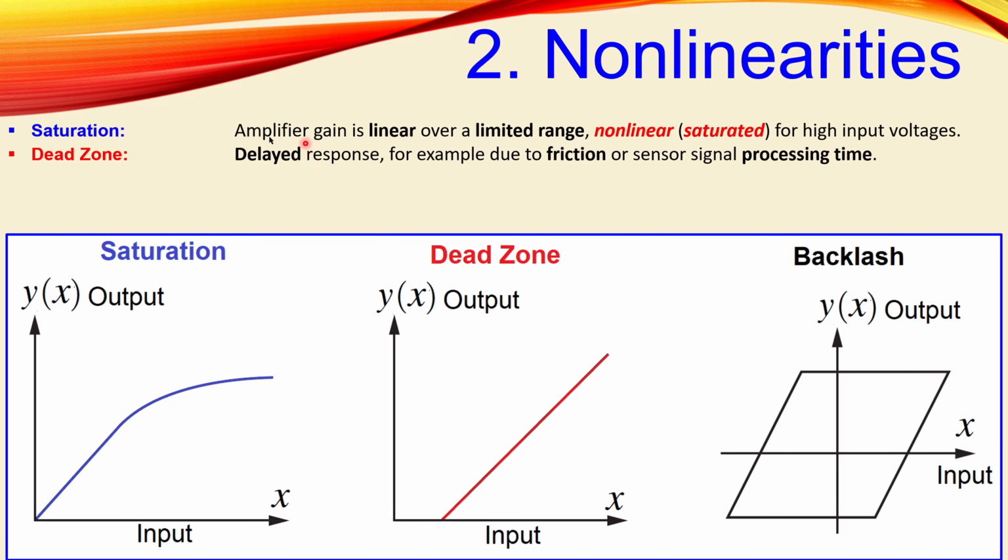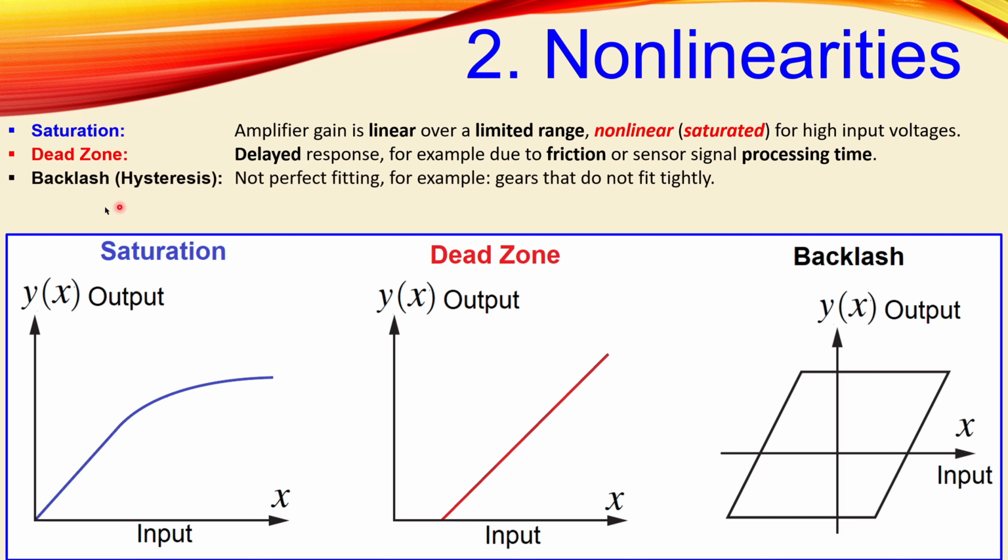Now the dead zone, as mentioned before, is a delayed response, for example, due to friction or sensor signal processing. The backlash, or the hysteresis, which is also called backlash, is caused by imperfect fitting. If I input something, but I still don't get any output, that is, for example, gears that do not fit tightly together. So the input moves over a range without the output responding. That's also shown here. It's a similar case, but this is the general diagram for backlash.